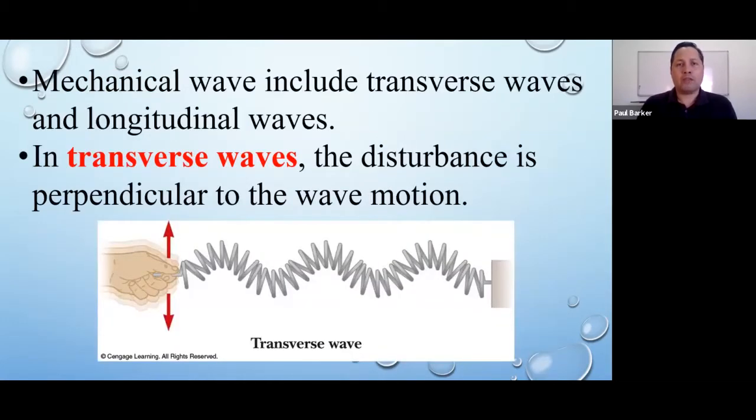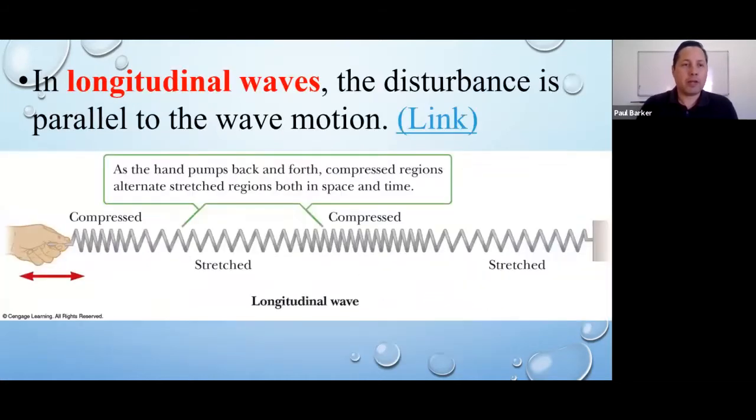A mechanical wave includes transverse and longitudinal waves. For a transverse wave, the disturbance is perpendicular to the wave motion. So for example, in the picture at the bottom of the slide, you see the hand motion is both up and down, but the wave motion is to the right. So they are perpendicular to each other. On the other hand, a longitudinal wave is one with a disturbance that is parallel to the wave motion. In the picture at the bottom, you can see the hand moving forwards and backwards, and that's going to create a longitudinal wave.